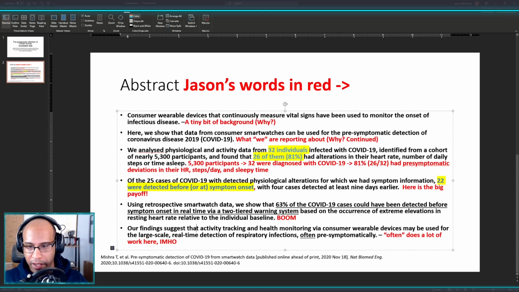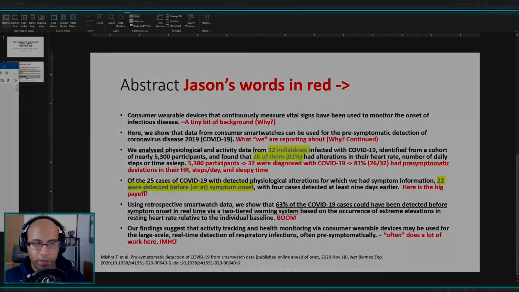And what they're hoping, right, is that this is kind of bringing up a way to identify people who have COVID-19 before they think they have it. So that could be cool too. Okay, so let's bring up the article again.